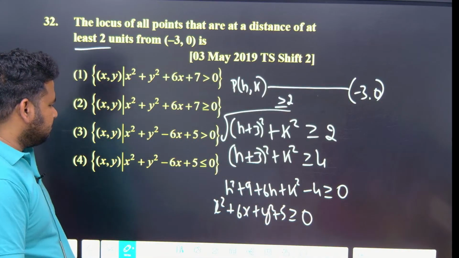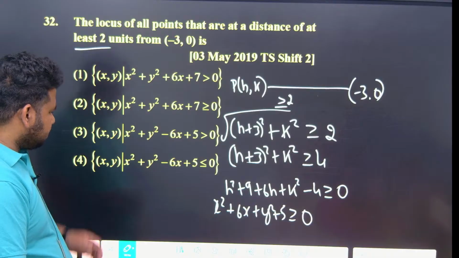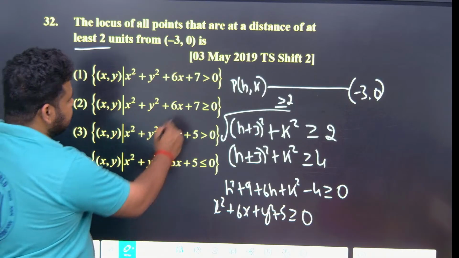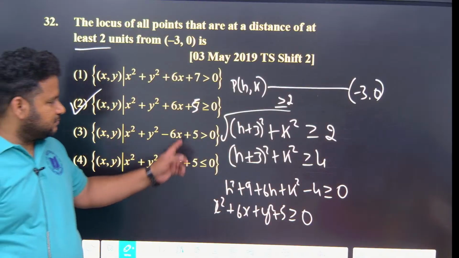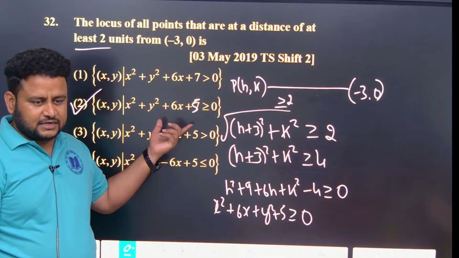x square plus 6x plus y square. Here actually this should be plus 5. So then this will be the answer. Okay, there is a mistake here. This should be plus 5. 7 won't come. Okay, understood everyone?